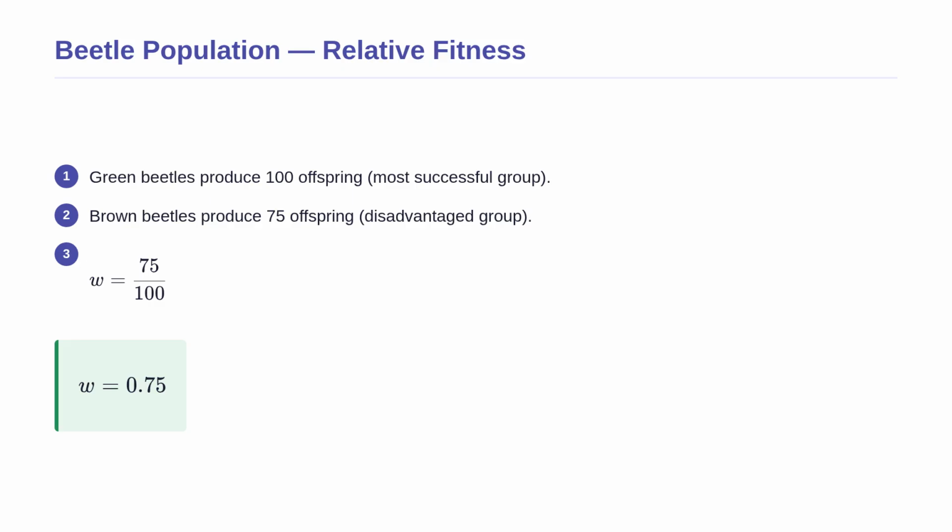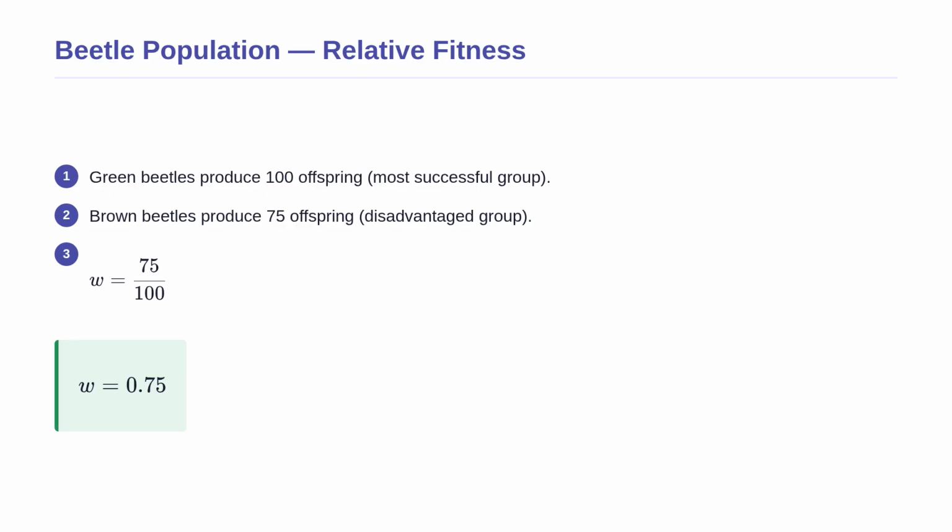Let us see this formula in action with a concrete example. Imagine a population of beetles in a lush, green environment. The camouflaged green beetles are the most successful, producing an average of 100 surviving offspring. The brown beetles stand out, get eaten more often, and produce only 75 surviving offspring.